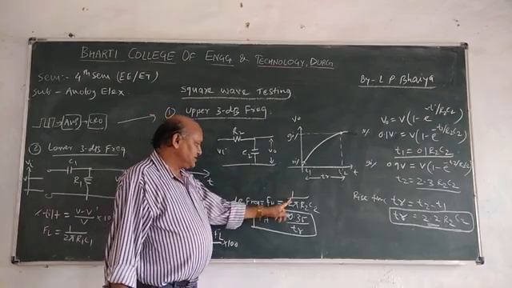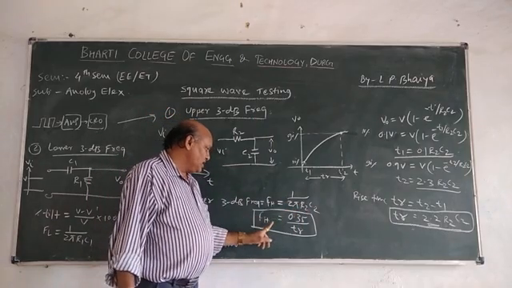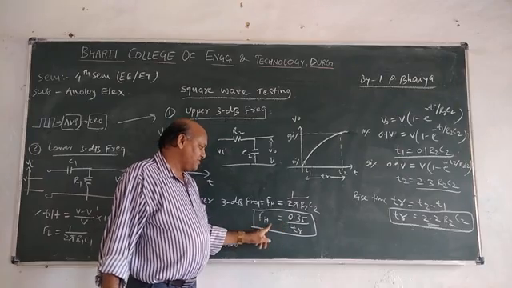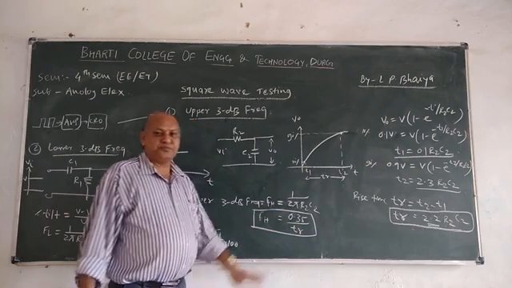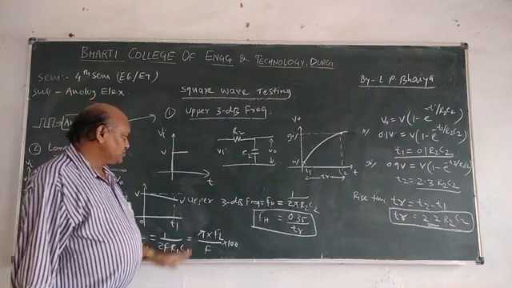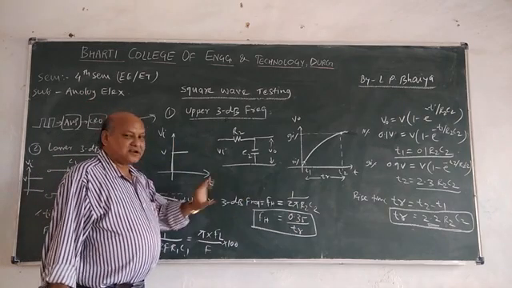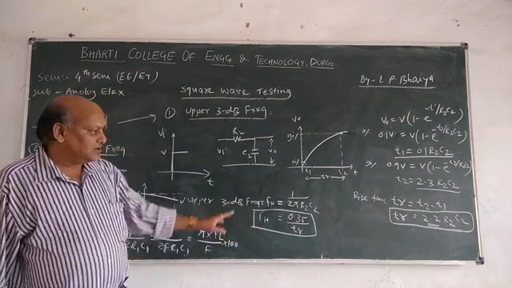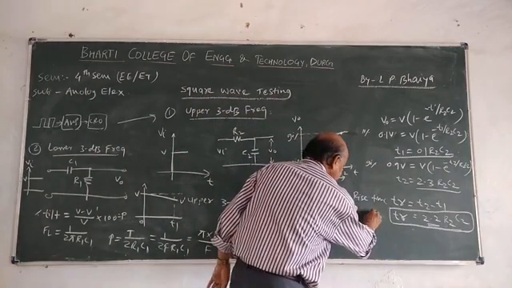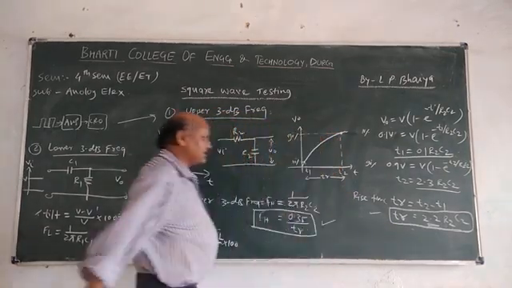So fH is equal to 1 upon 2 pi R2C2, or in terms of rise time, fH is equal to 0.35 upon TR. So this is the higher cutoff frequency. This is the rise time. This is the higher cutoff frequency.